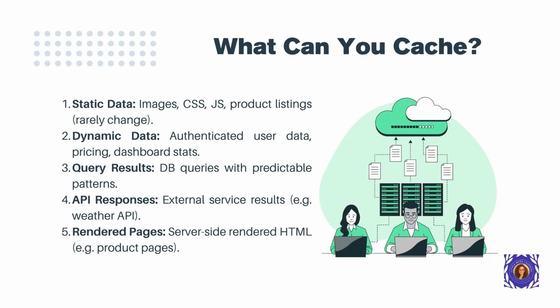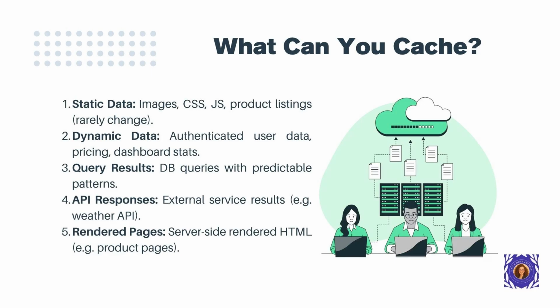Dynamic data. While seemingly contradictory, even dynamic data can be cached, especially if it changes less frequently than it's read. Examples include authenticated user profile information, general pricing structures, or aggregate dashboard statistics that might be refreshed every few minutes rather than every second.